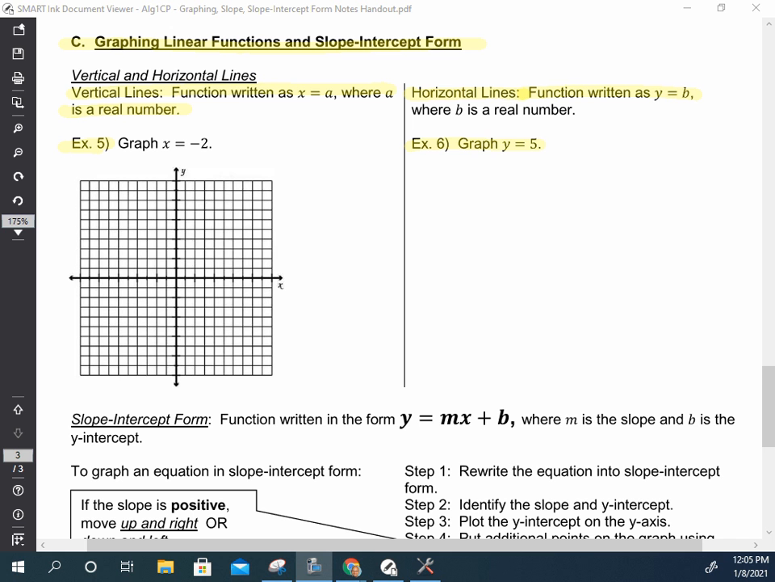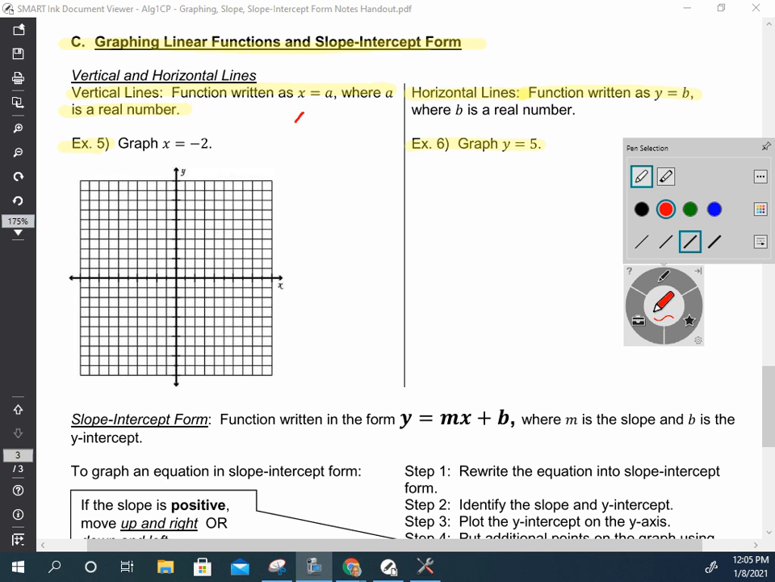So, a vertical line is x equals whatever number they give you. X equals whatever number they give you.